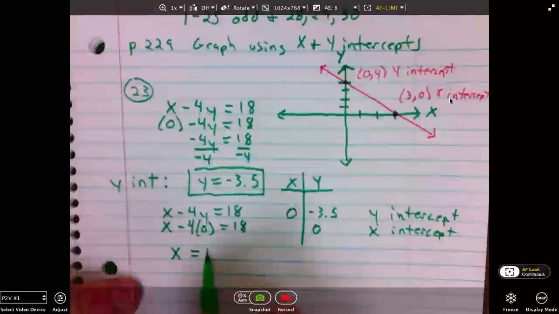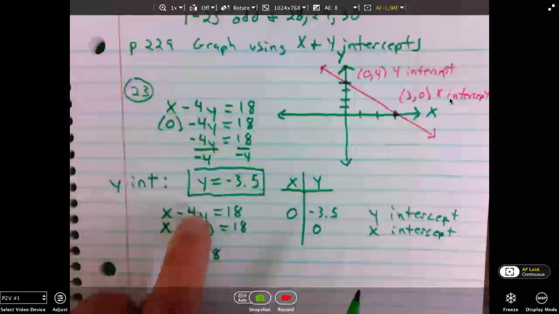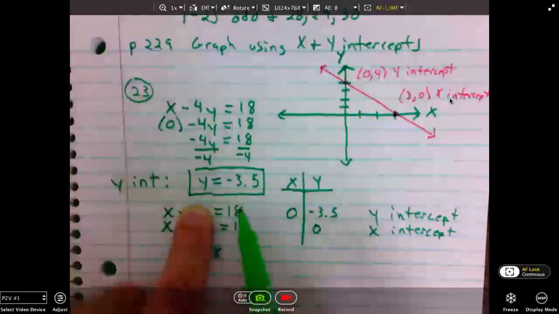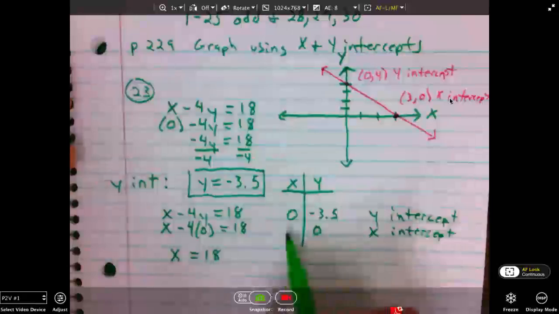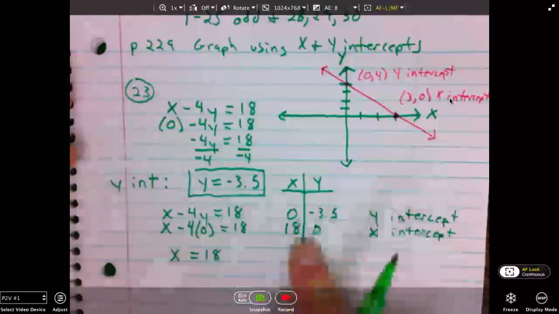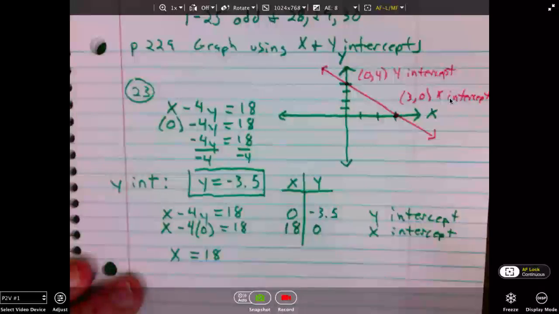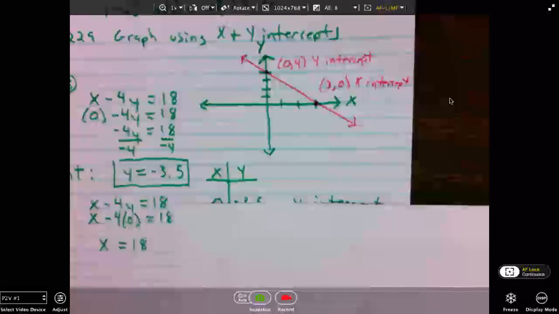X equals 18. Again, when we substitute 0 in place of the y, it simply eliminates that term, and we can see that x is 18. Whenever y is 0, x is 18. We now have 2 points. When we have 2 points, we can graph a line. I'm coming to our graph paper now.